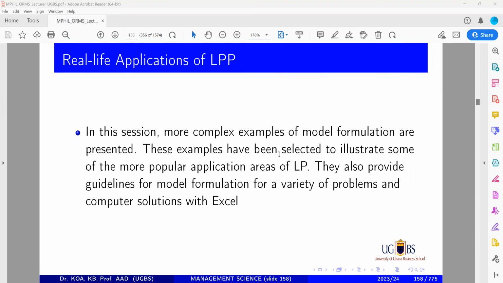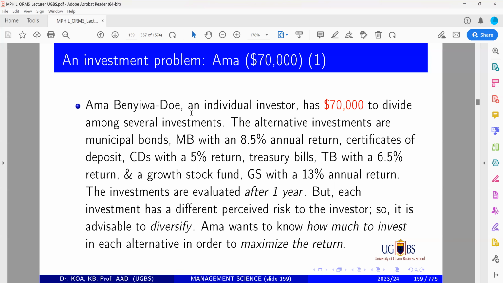And today we want to look at a real-life application of a linear programming problem. Real life. This is something that can happen in real life. So I need somebody who will do the reading slowly for us. Slowly. Who will do the reading slowly? Juliet, go ahead.